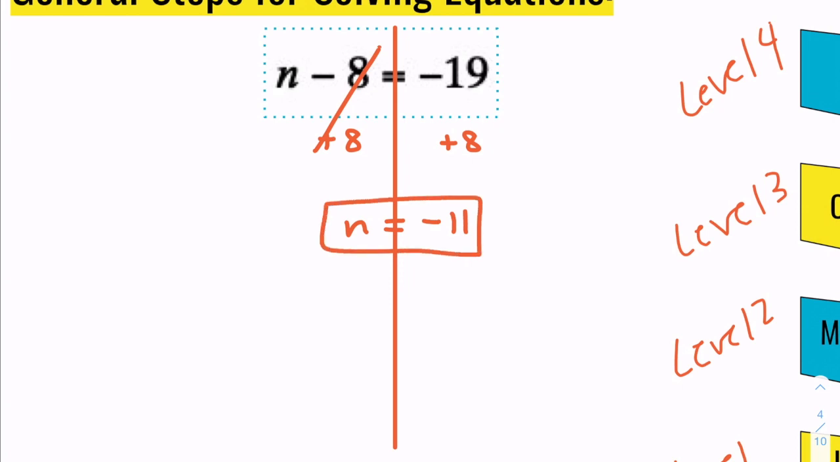I also have on my calendar some different calculators you guys can use if we're still struggling with integer operations, or you can put them on a number line to help you. So the answer is n equals negative 11.